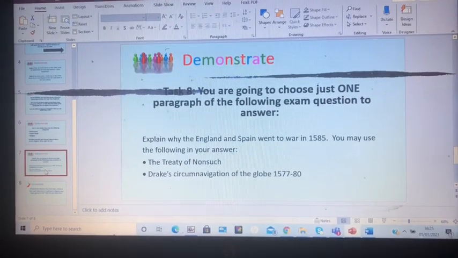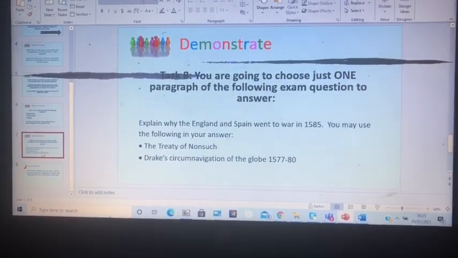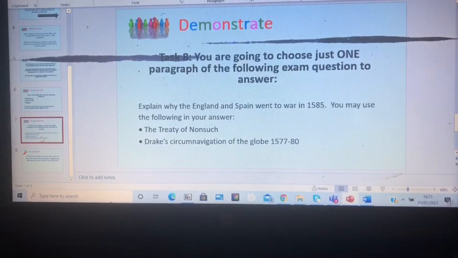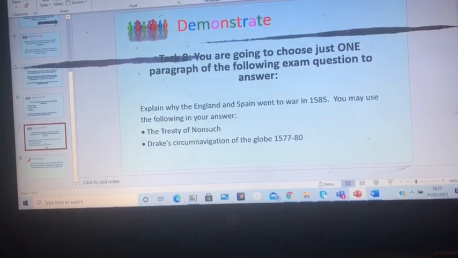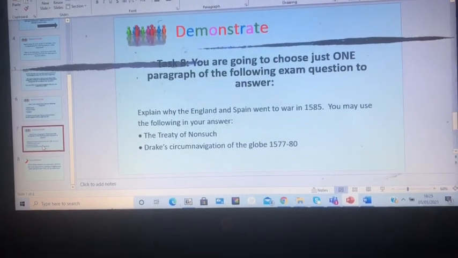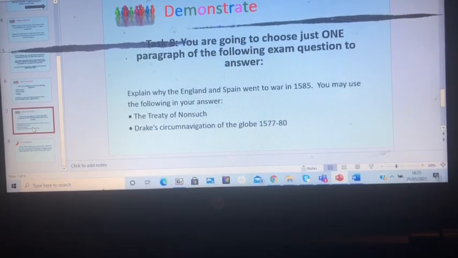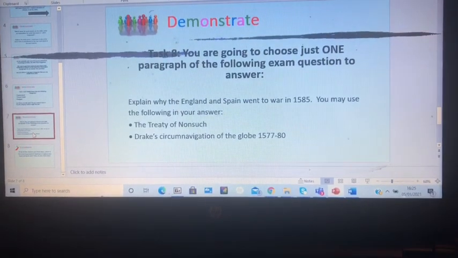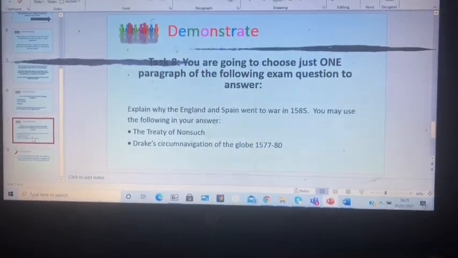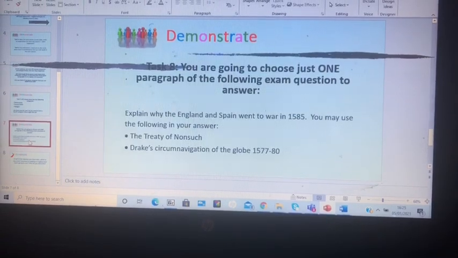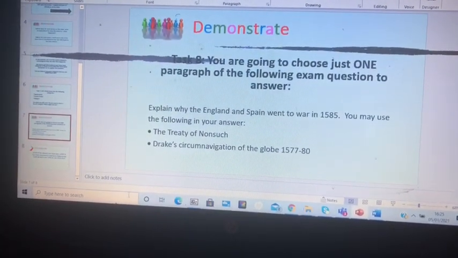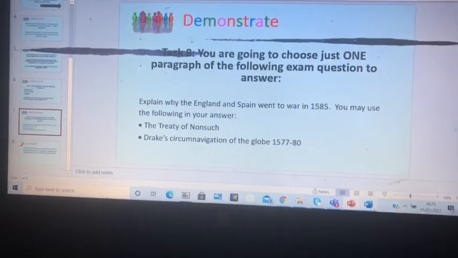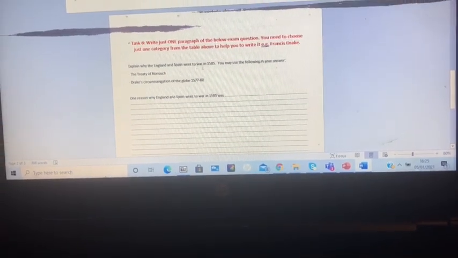Our final task for today's lesson is we're going to do part of an exam question. We're not going to do a full-blown exam question. We are going to do one paragraph of explain why England and Spain went to war in 1585. You may use the following in your answer: the Treaty of Nonsuch, or Drake's circumnavigation of the globe, 1577 to 80. You might have done this question in class before. If you have, it should be really easy for you, but you only need to do one paragraph. You can do it on a piece of paper, or we have given it to you down here at the bottom. So explain why England and Spain went to war in 1585.